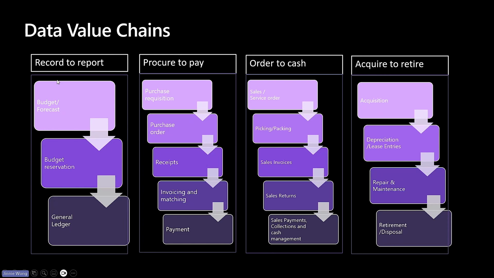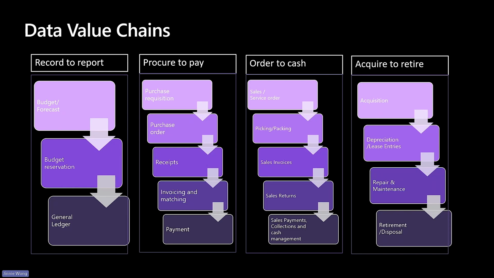And so as you can see, under record to report, you have budget and forecast, budget reservation, general ledger. Procure to pay has purchase requisition, all the way down to purchase payment. And then order to cash is sales or service orders all the way down to payments. And then acquire to retire is acquisitions all the way down to retirements and disposals.